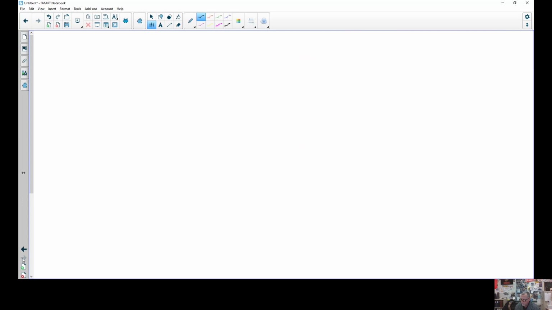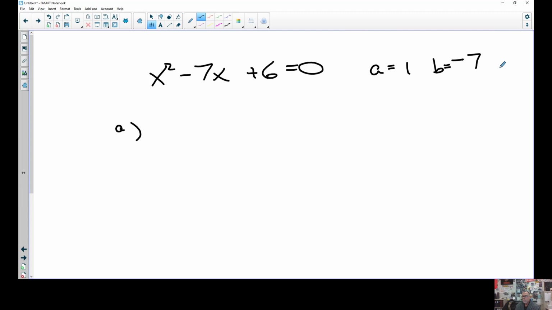Let's do another one. Let's do this one. X squared minus 7x plus 6 equals 0. So part A, what do I need? Well, I need my b squared minus 4ac. This is in standard form, so I can automatically say this is a equal to 1, b equal to negative 7, c equals 6, right? It's already in standard form, so it's good. So I can do my b squared minus 4ac right here.